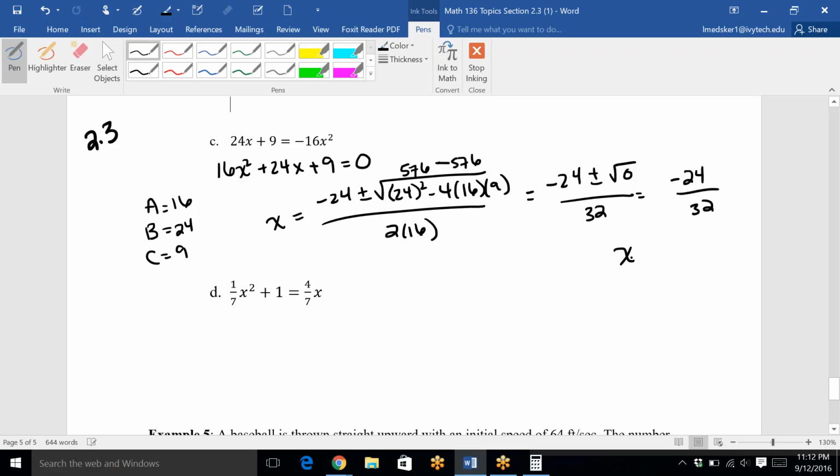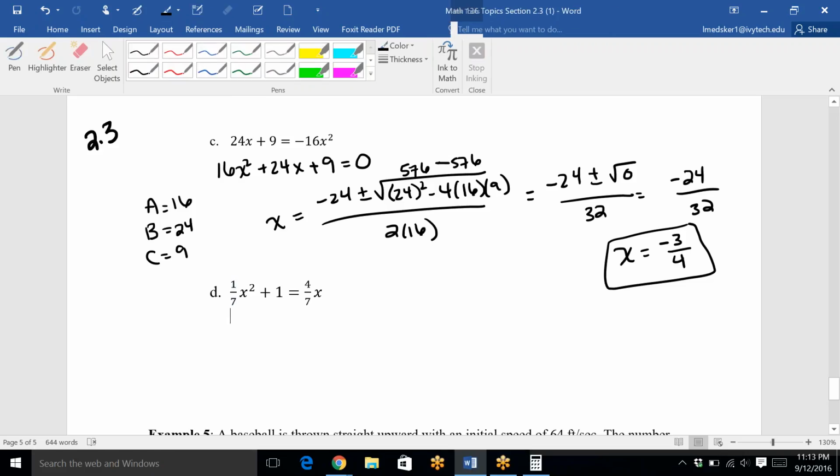So this is a singular solution. We could reduce it down by dividing by 8, so that would be negative 3 over 4. So this is what we call a multiplicity of 2, because there are supposed to be 2 solutions. It would just be this twice. So if you actually tried to factor this, that tells me this is factorable because it comes out without a radical. You would get 2 factors exactly the same that both solve to negative 3/4.